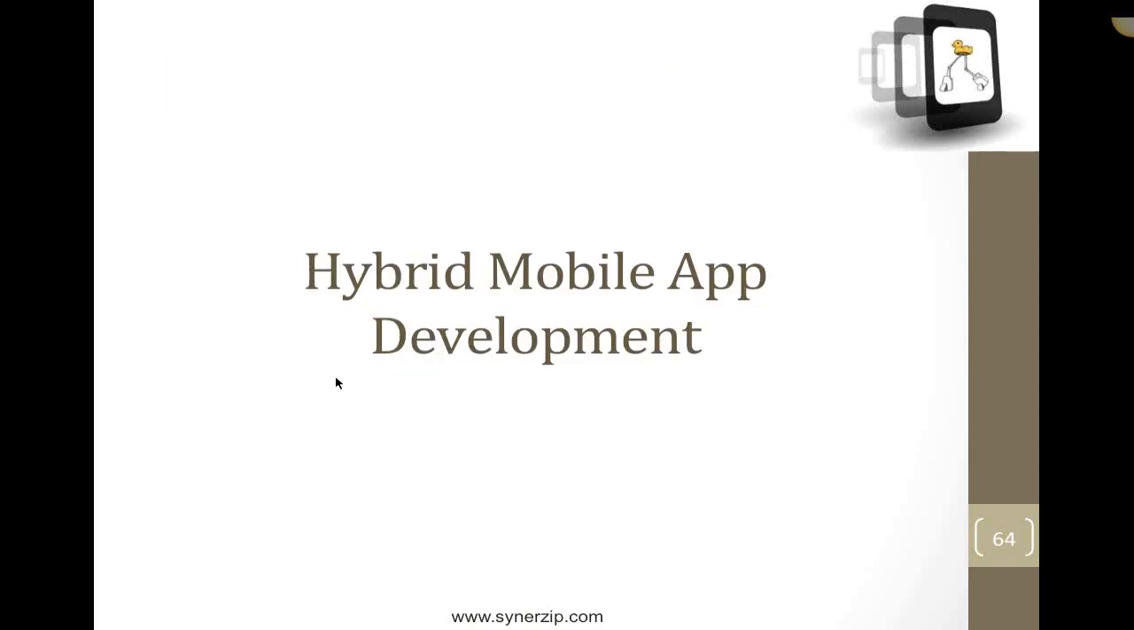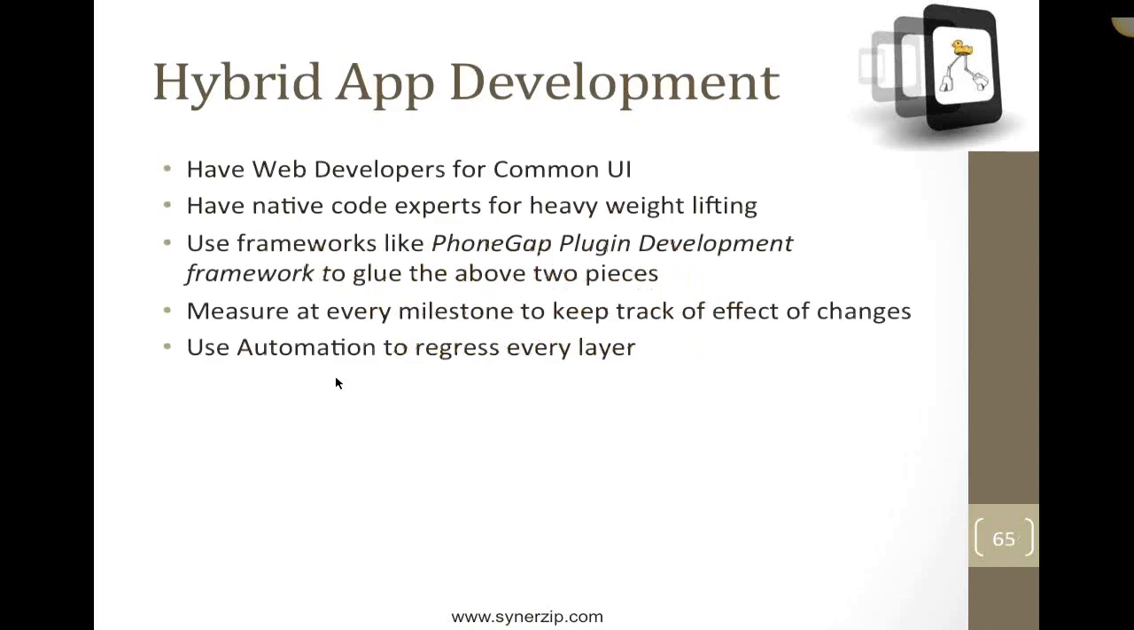Let's move to hybrid mobile application development. Quickly covering the part: if you want to create a hybrid application which has some part common, let's say the UI is common, you develop it using HTML and JavaScript. And the part which is very complex and native, you develop it using Java or Objective-C or C++. And then you use a framework like PhoneGap to glue these two parts together. This is how you basically work across hybrid application development.